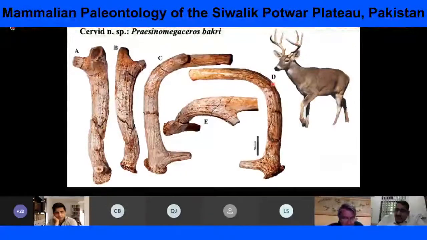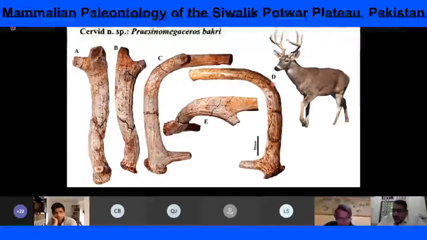These specimens were collected recently, and we have recently published Praemegaceros buckleyi, a new species named after Dr. Abu Bakr. This is the first record of Praemegaceros in the geological past of the Indian subcontinent. Unlike Praemegaceros from the late Miocene of Central Asia, the Siwalik form is characterized by the loss of basal tine formation and a diminished number of crown ramifications. However, the new Siwalik cervid maintains the characteristic general antler bauplan of Praemegaceros.